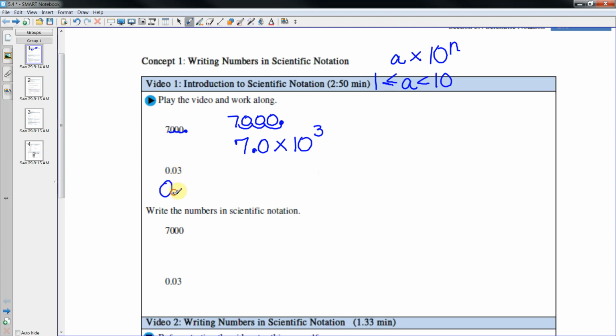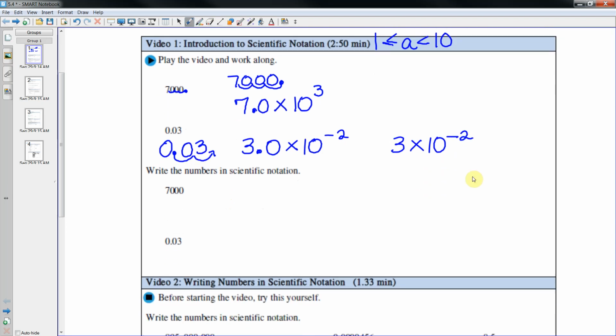So if I'm looking at 0.03, I'm going to write it larger just so you can see what I'm doing. I would have to move my decimal after the 3 to make this a number between 1 and 10. So 1, 2. That took 2 hops. So this would be 3.0, I'm going to add the 0 after it, times 10. It took 2 hops, and it was a negative 2 because I went to the right. So you could write that as just 3 times 10 to the negative 2. Either answer is correct.